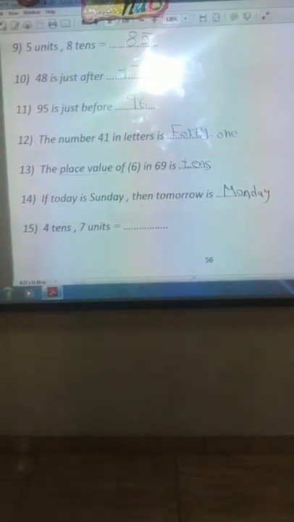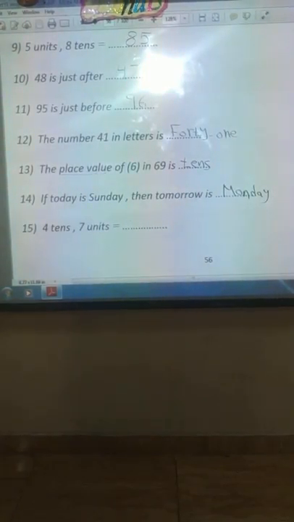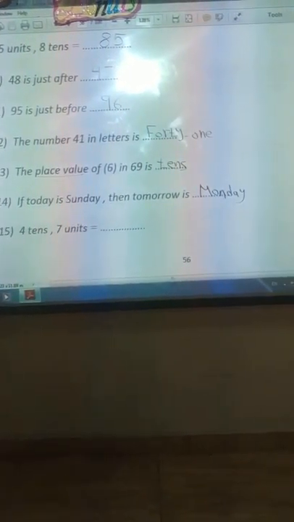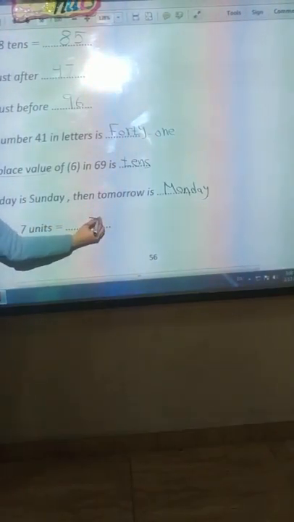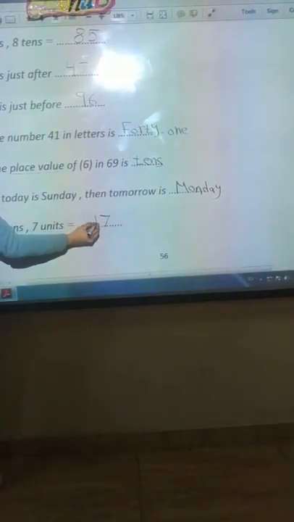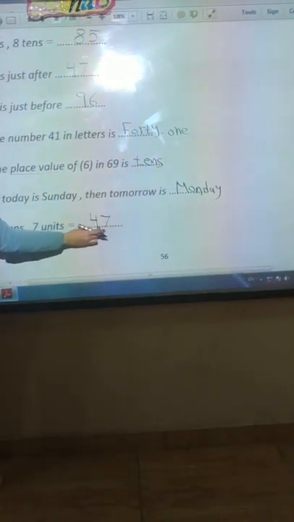Four tenths and 7 units. That's right, 47. 7 in the units and 4 in the tenths. So the number is what? 47.